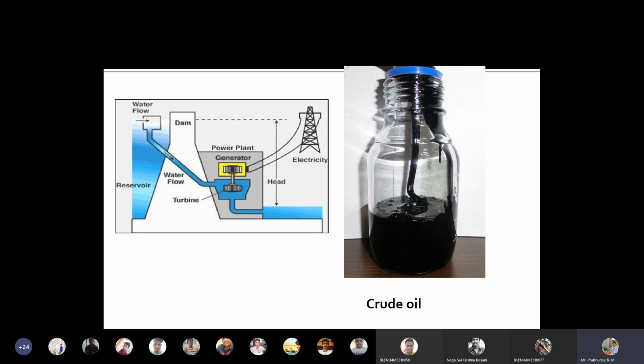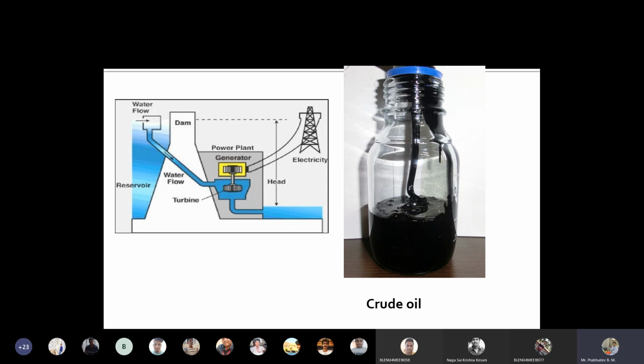What is the problem with this? It is not continuous. You don't get water sources throughout the year. Only in some seasons will you get the water source. And one more thing is construction. To make one water dam project, just imagine how many years the government will take. Say some 7 to 8 years at least to create one water dam project and one electricity generating station.